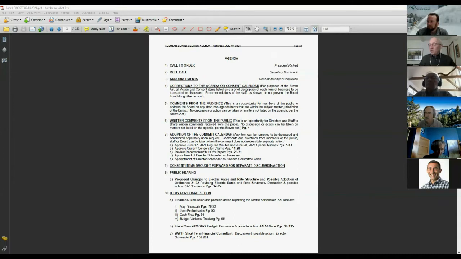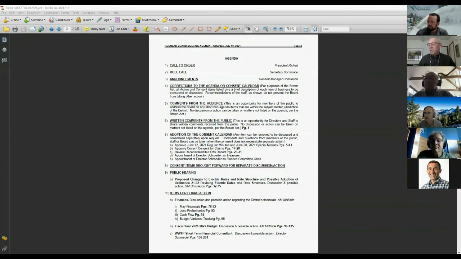Okay, so we'll move on to adoption of the consent calendar. There are a number of items on the consent calendar. First is to approve the June 12th, 2021 regular minutes and June 28th, 2021 special minutes. Approve current consent for claims, review receivables and shutoffs report, appointment of Director Schroeder as treasurer, and appointment of Director Schroeder as finance committee chair.